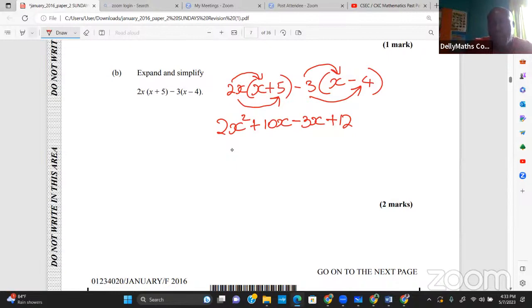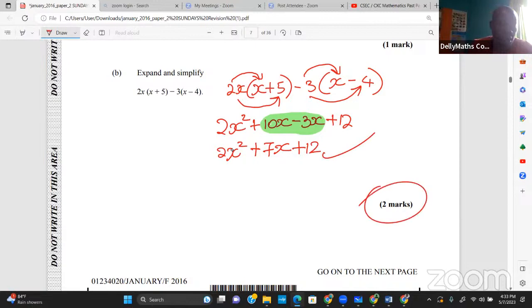So you want to simplify, but I'm only seeing these as like terms right there. We don't have any other like terms, only those. So we're going to write back over 2x squared. Then 10x minus 3x would give me a positive 7x, and the positive 12 would remain. We'll collect 2 marks for that.